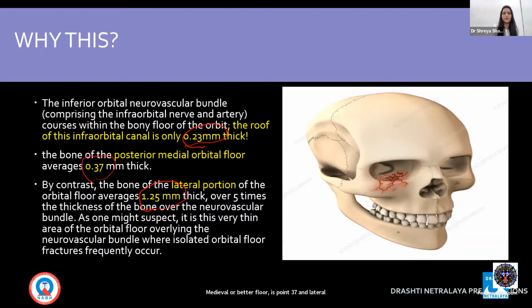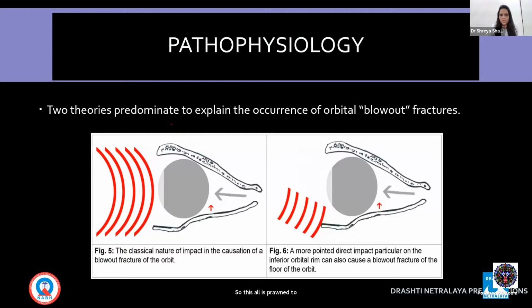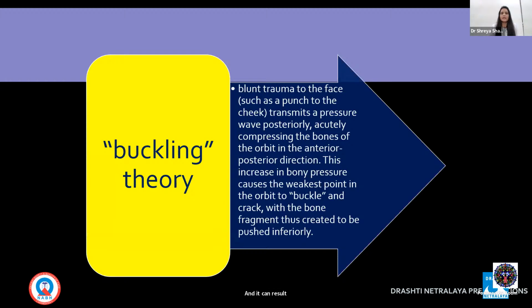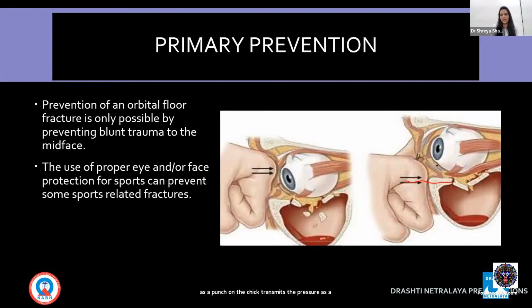So if you look at general pathology, there can be two theories for the blowout fracture in the orbit. One is the hydraulic theory. When there is a blunt trauma, it increases the intraorbital pressure and it can result in a fracture. The second theory is the buckling theory. So blunt trauma to the face, such as a punch on the cheek, transmits the pressure as a wave. With this wave, it opens up, the pressure increases, and then a blowout fracture happens.